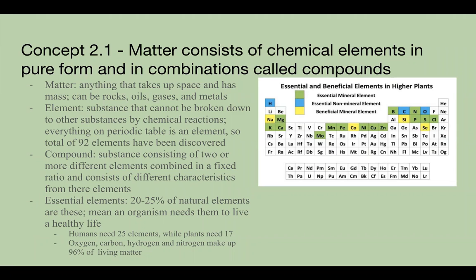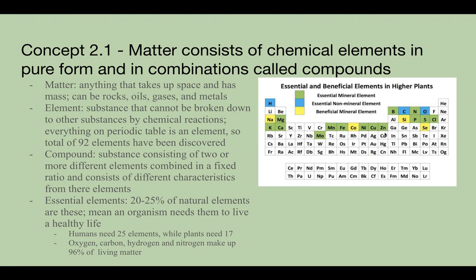Everything on the periodic table is an element, and there's a total of 92 elements that have been naturally discovered. Now, if you look at the periodic table, there are more than 92 elements, but that is because some have been made in a lab. Now, a compound is a substance consisting of two or more different elements combined in a fixed ratio and consists of different characteristics from their elements.